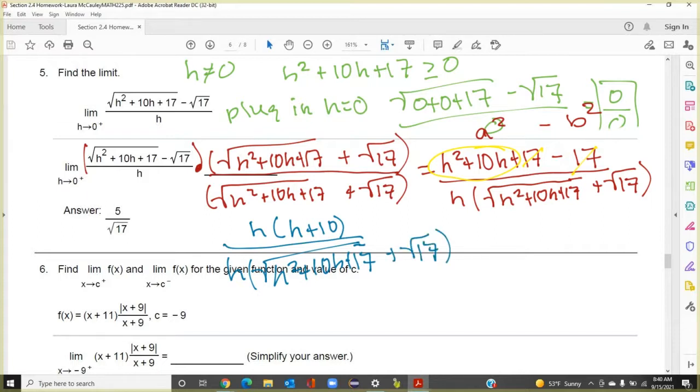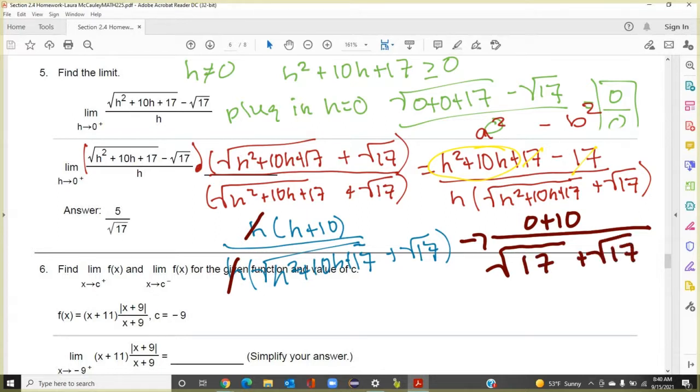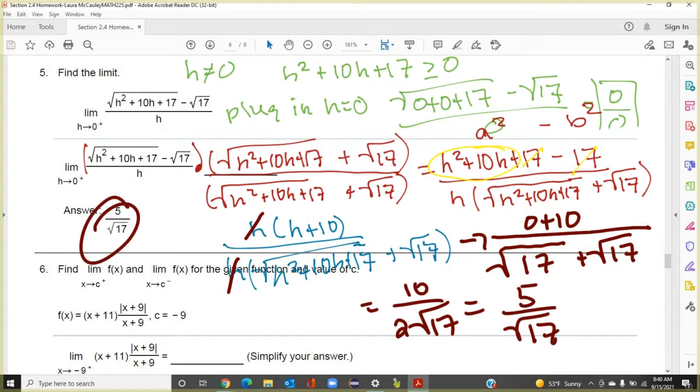So we got this big old denominator. So now what we can do is divide out those h's, and we should be able to now plug that 0 back in. So let's check out plugging in that 0 now. On the top, we'd get 0 plus 10. On the bottom, we would get the square root of 0 plus 0 plus 17 plus the square root of 17, which gives me 10 over 2 square roots of 17, which is really 5 over the square root of 17. So beautiful.